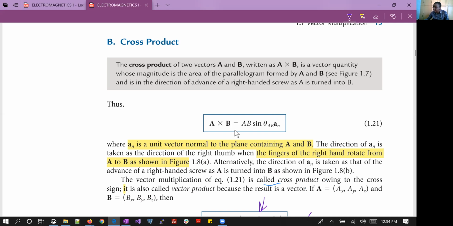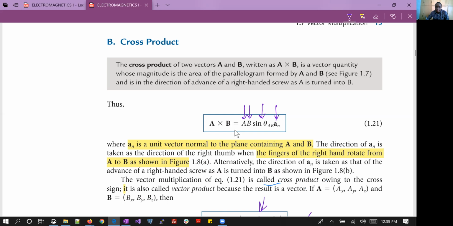So if you are to represent that geometrically, you'd get the magnitude of A, the magnitude of B, and then the sine of the angle between them. And of course, you multiply by the last item. You must not forget this. The last item is the unit vector that is directed along the direction of the screw.